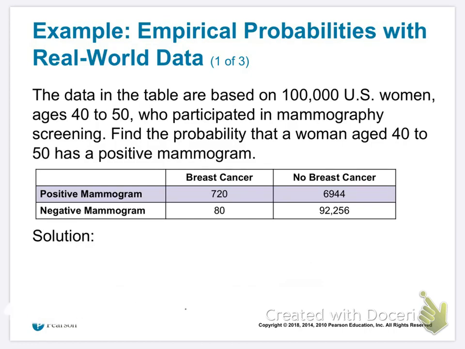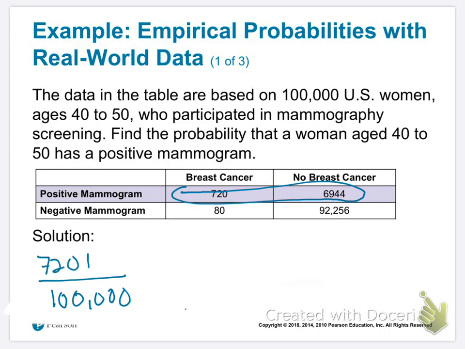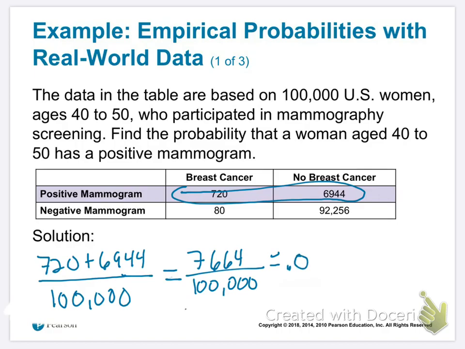Okay. So here, we know the total. It's 100,000. And the number that has positive mammograms are here. So it's 700 for the people who actually had breast cancer, and 6,944 for the people who don't have breast cancer that got a positive screening. So we add those two together, and we get 7,664 over 100,000. And when you divide this, you get 0.0764, which is approximately 7.7% for our probability. So this is the percent of women who participated in the screening who have a positive mammogram. So it does not mean they have breast cancer, just a positive mammogram.